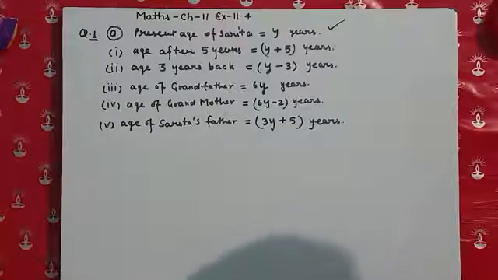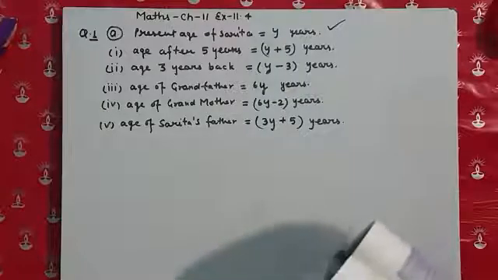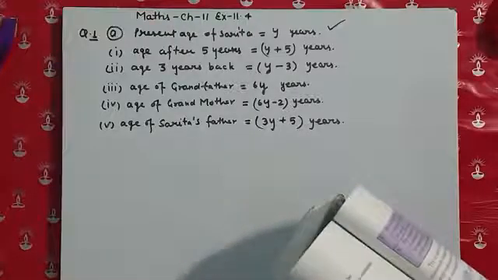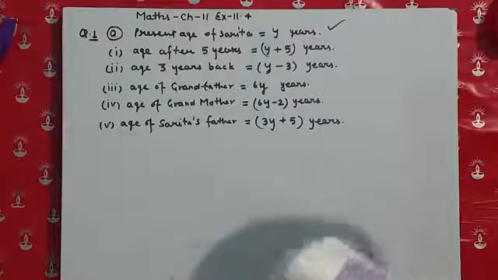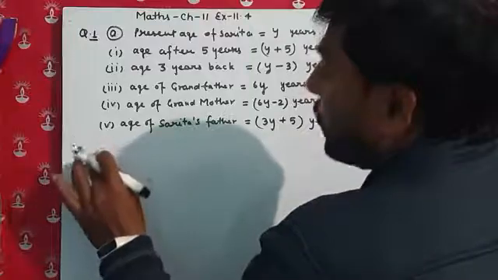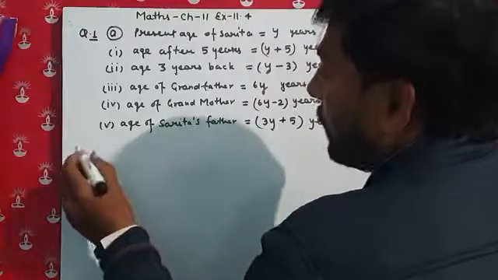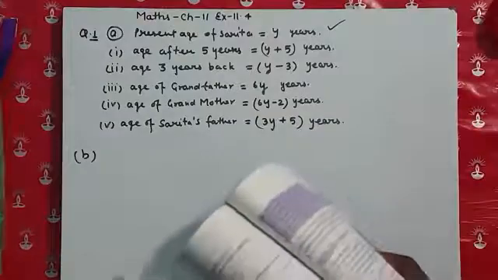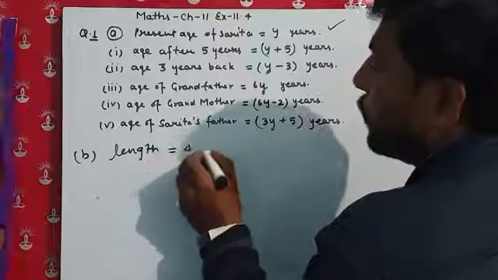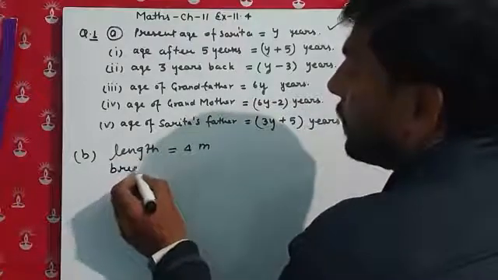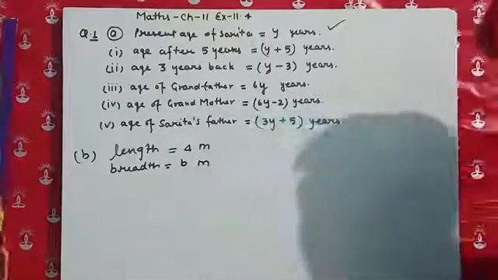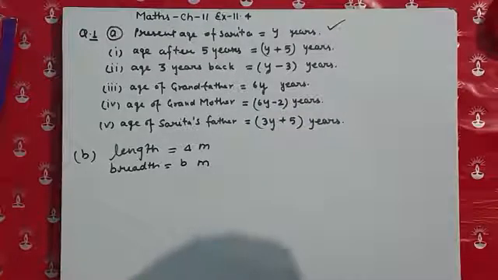Now I am going to part B. Here the length of a rectangular hall is 4 meters less than 3 times the breadth of the hall. What is the length if the breadth is given as b meter? So as it is already given in the question, sorry, not question 2, it is part B. The breadth is given as b meter. We have to use what is given in the question. And what is the length?